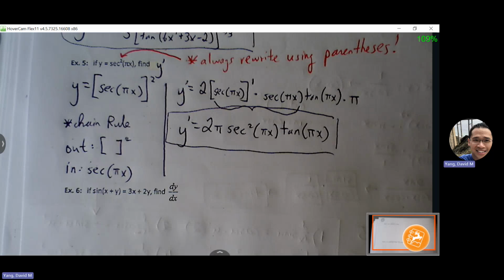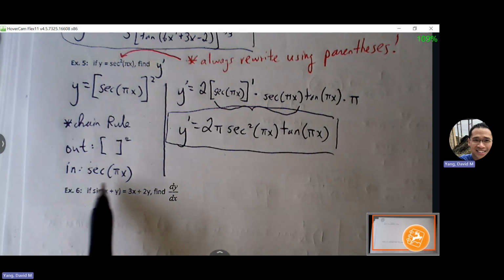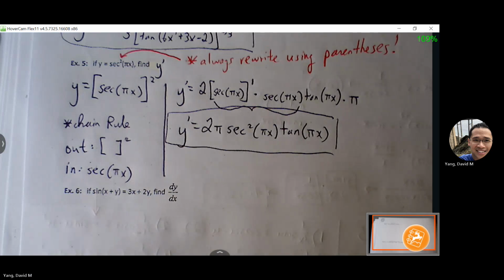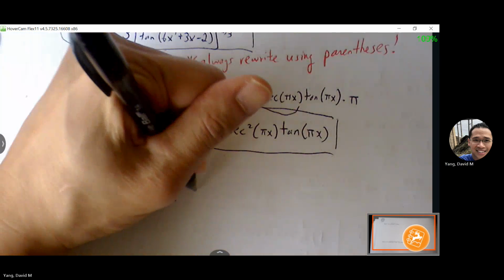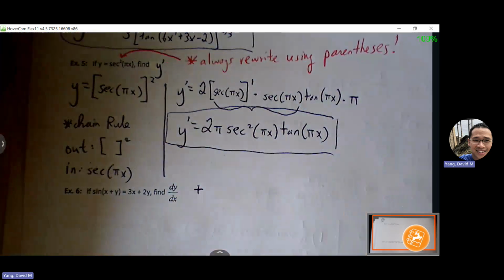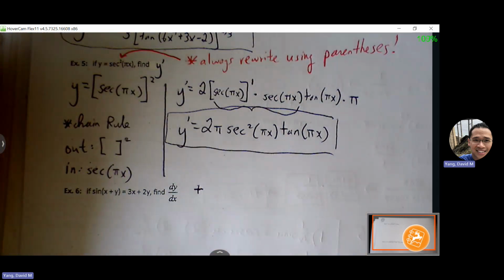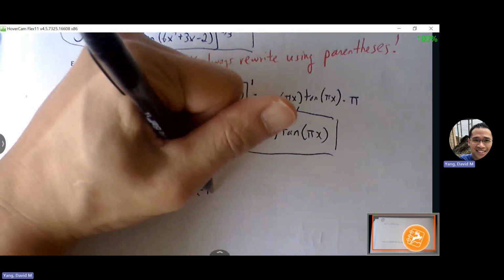Okay, example 6. Can you recognize the process we have to involve here? Implicit, yeah. We see more than one y. Y is not like the previous problem where y is by itself. It's mixed into the equation here, so therefore do implicit.